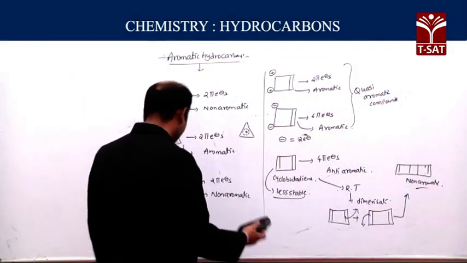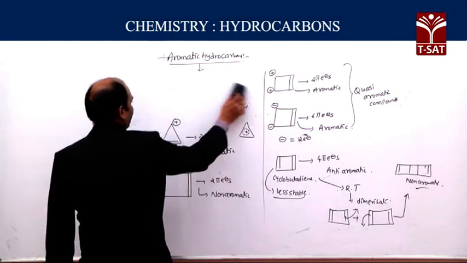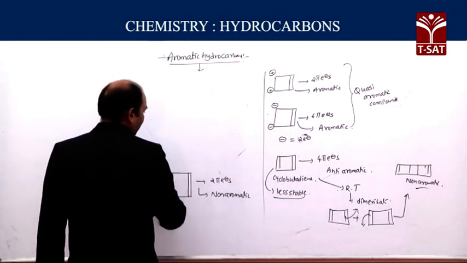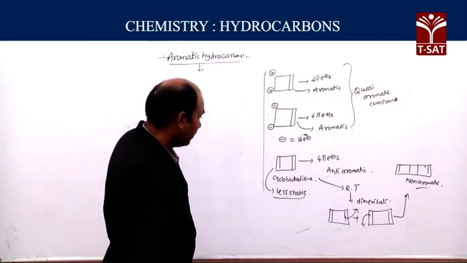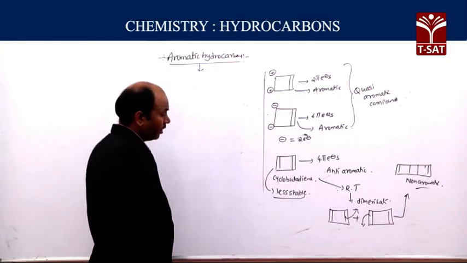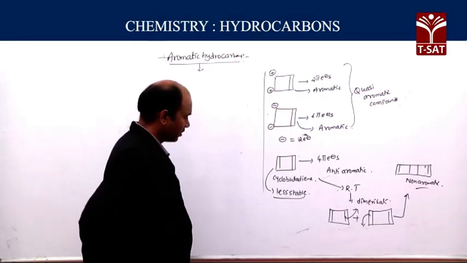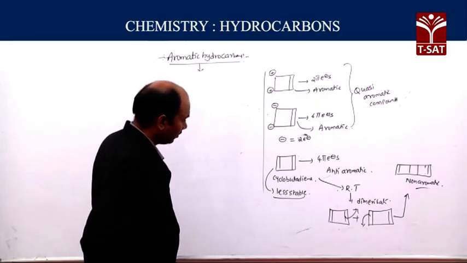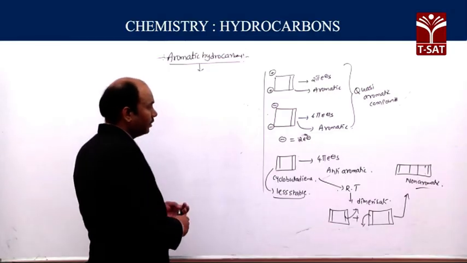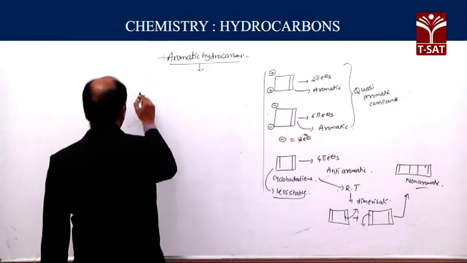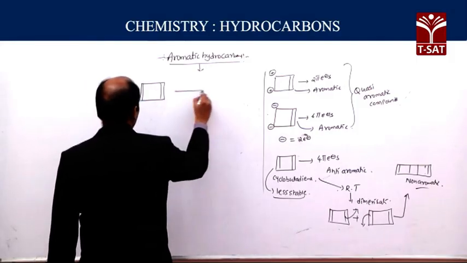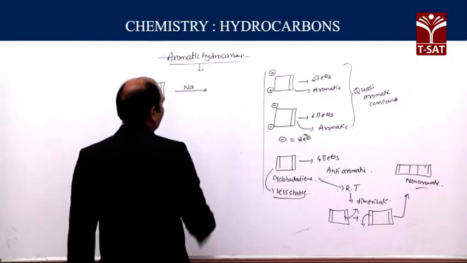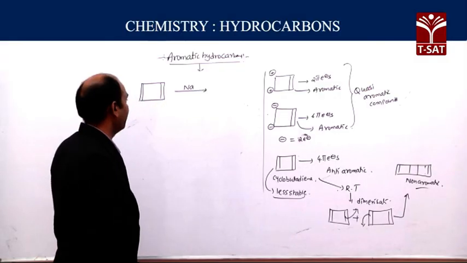Now, let us continue with some more examples regarding aromatic, non-aromatic and anti-aromatic. Here this is cyclobutadiene, an anti-aromatic compound, less stable. Therefore, at room temperature it undergoes dimerization and is converted into a non-aromatic compound. Similarly, cyclobutadiene also reacts with active metals like lithium, sodium, potassium.